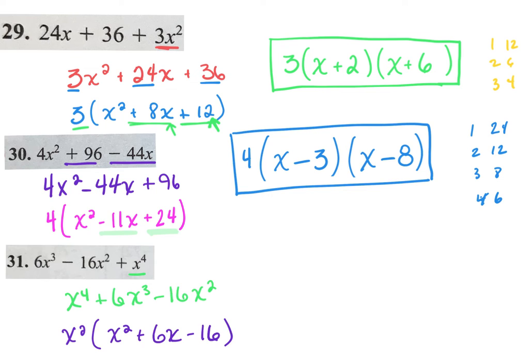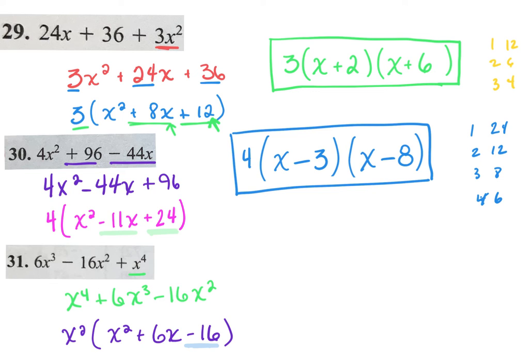All right, x squared plus 6x minus 16. Now for this one, I am going to look again at this. I have a negative 16. The only way to multiply and get a negative number is to have one positive and one negative.